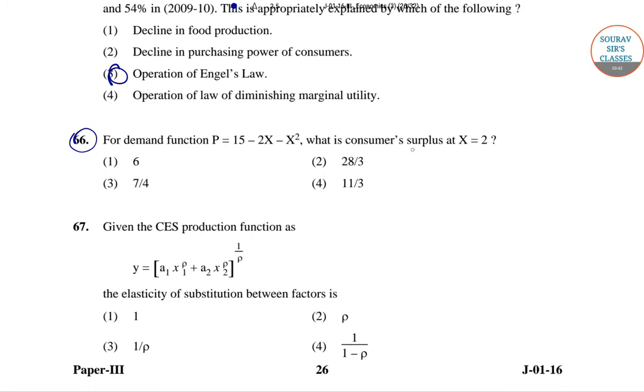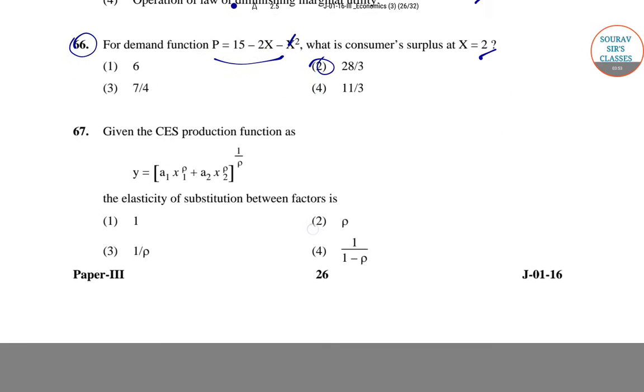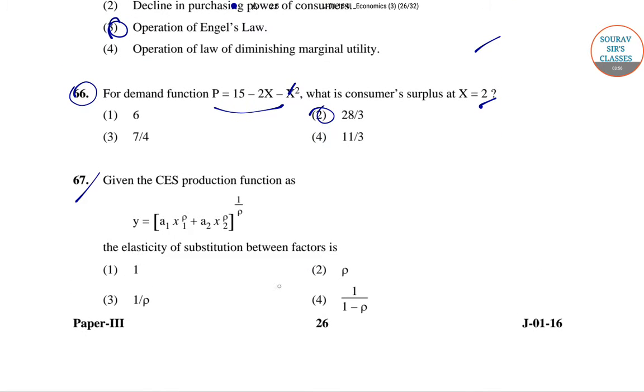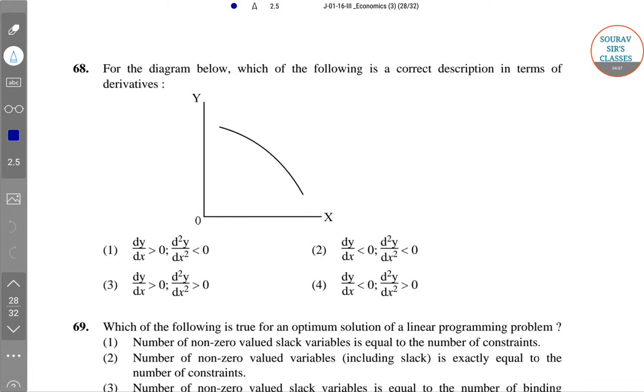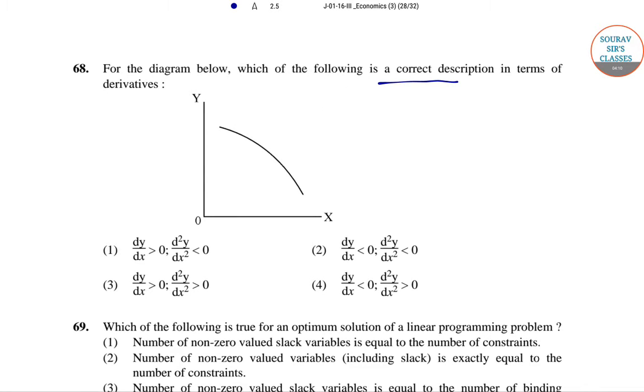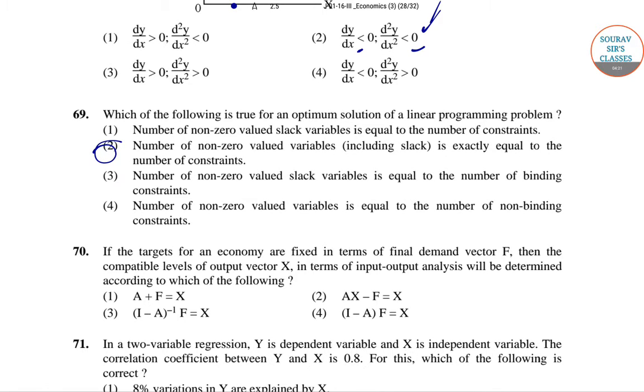Now we'll go to the next question, question number 66. For this we have to just integrate this function and then subtract it with this x, and put this value here and we'll get the value of price. By doing this you will get the value to be 28 by 3. For question number 67 we have found that for the CES production function, the elasticity of substitution between factors will be option 4, that is 1 by 1 minus rho. Now we'll come to question number 68. In the following diagram, we have to understand which one is right. We know this is the right one because it is decreasing at a decreasing rate. It is concave to the origin.